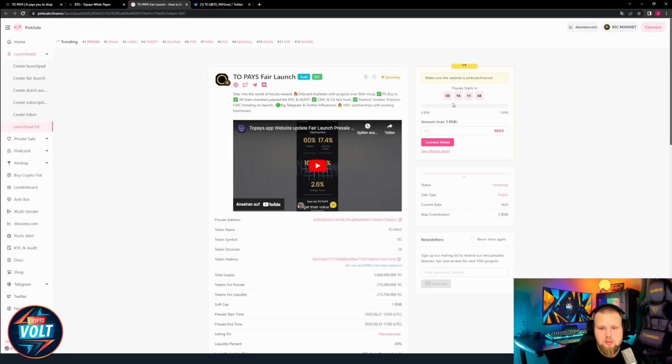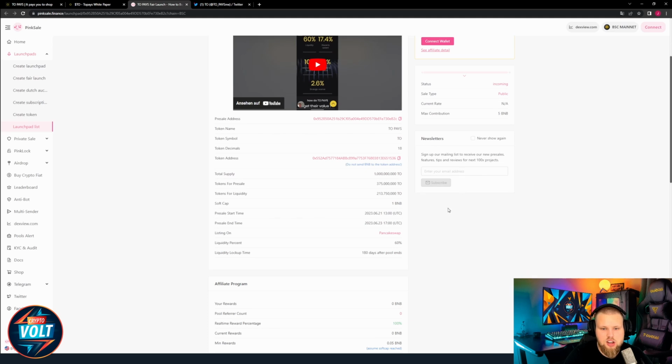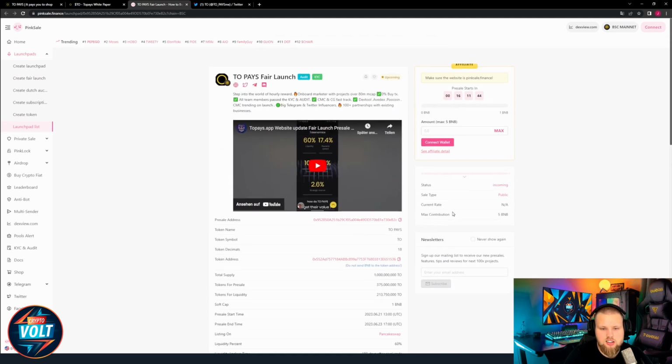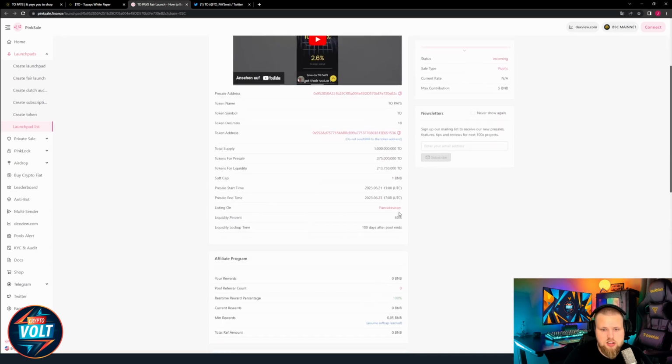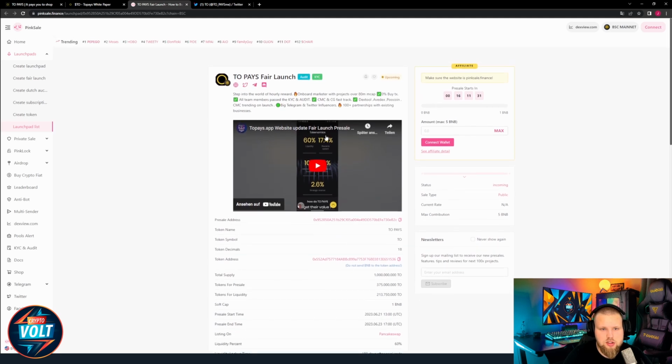Okay, let's check out their Pinksale page. It's a fair launch. Presale is starting on the 21st and is running for a bit longer than 2 days until the 23rd. Max contribution is 5 BNB. It's fair launch, 1 BNB soft cap, which will be pretty easy to hit. 60% liquidity, so maybe they're even going for the safer badge. Onboard marketer with projects over 80 million market cap, 0% buy tax, team members pass KYC and audit, CMC and CG fast track, big Telegram influencers. Okay, yeah, that's already it for the Pinksale page.